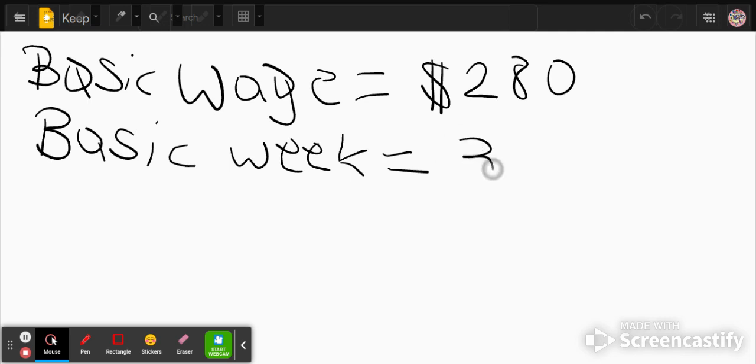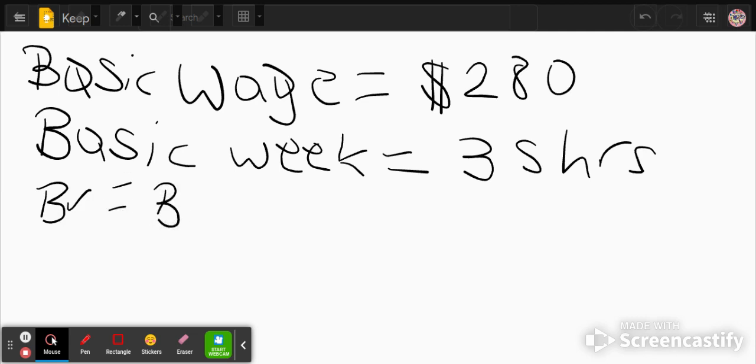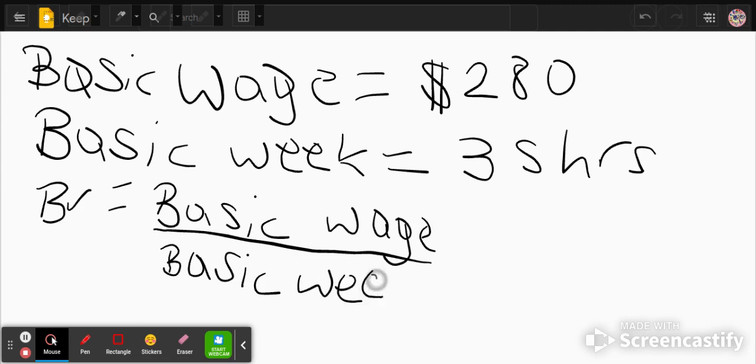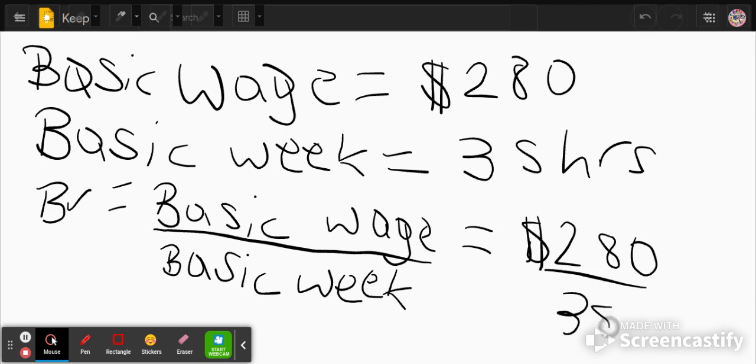And they want us to find her basic rate. So we established to find the basic rate, BR, it is equal to the basic wage over the basic week, right? So now we can plug in what we know into the formula, right? So we know that the basic wage is $280. So it'd be $280, right, over the basic week of 35 hours. So therefore, punch that into your calculator. 35 into 280 will give us $8. Therefore, she makes $8 per hour, and that is her basic rate.